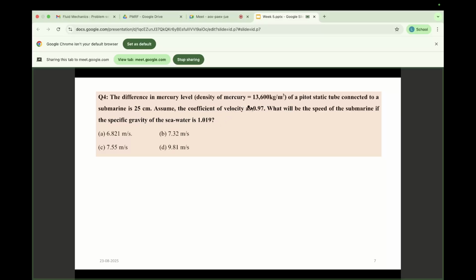First, the concept is that it's a pitot static tube. How does this pitot tube exactly work? It works based on the pressure difference between a stagnation point and a static point. What is the difference between the stagnation and static point? A static point means a point where there is no velocity. Whereas a stagnation point means the point where there is a velocity. That is basically the difference.